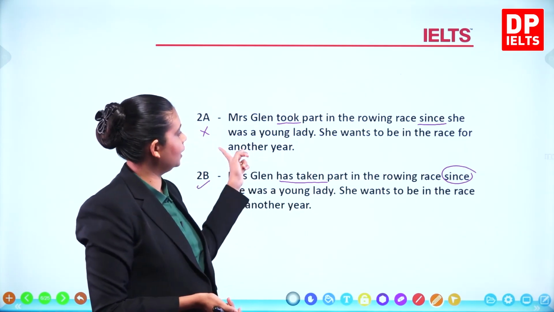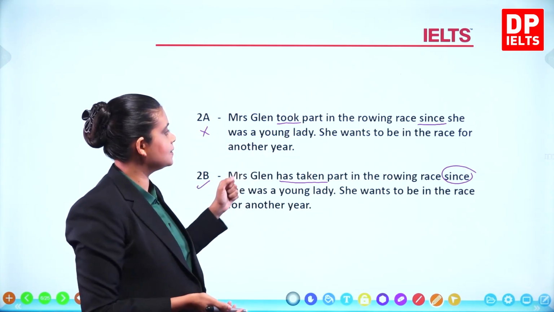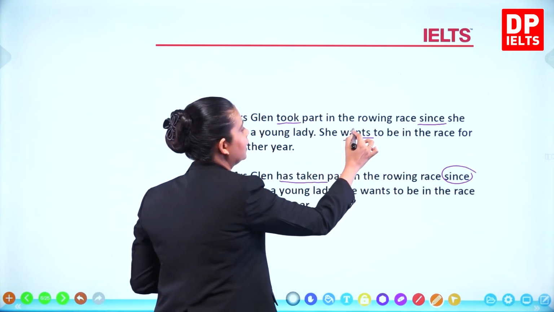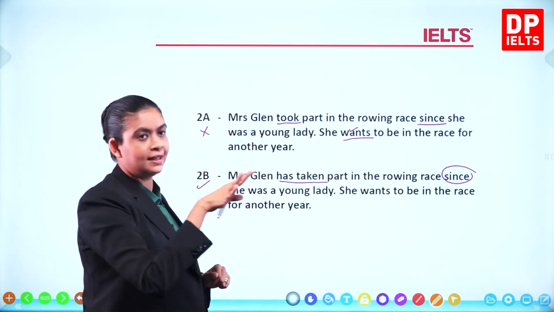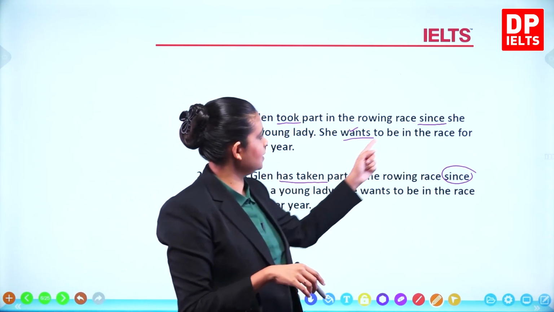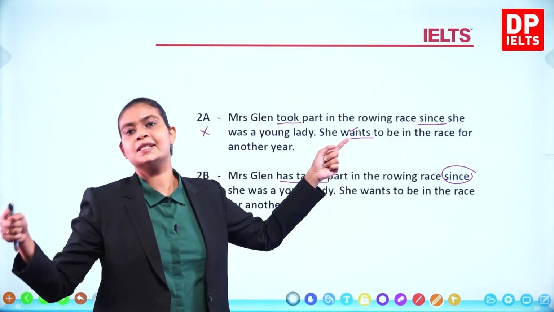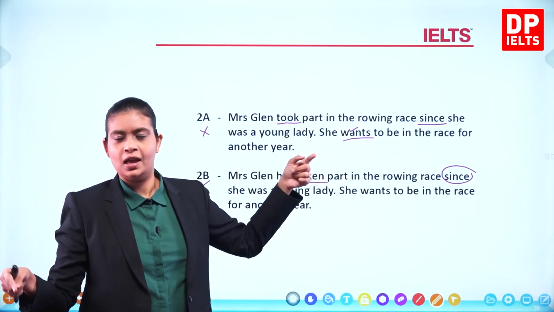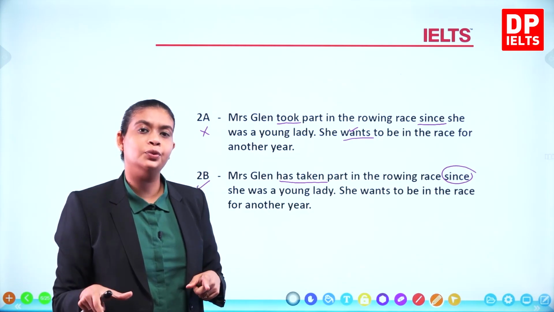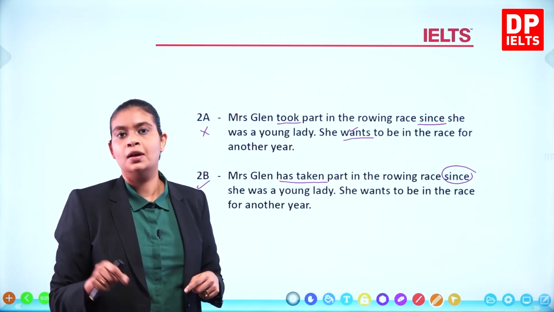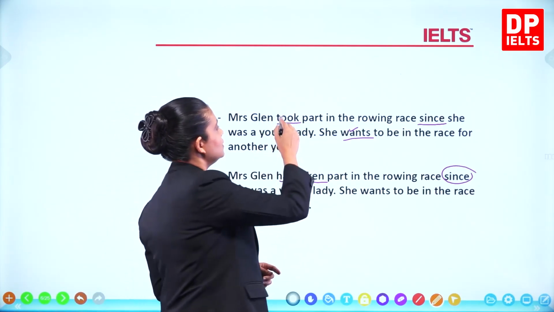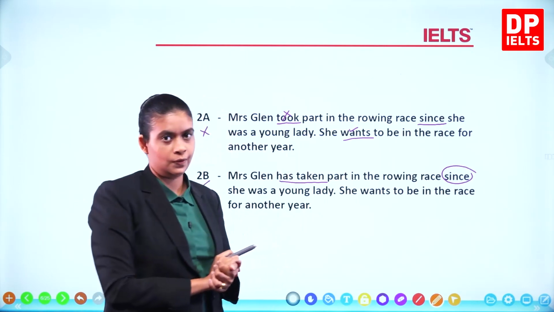So, if we have a look at the second bit of the first sentence, she wants to be in the race for another year. That is correct because it is a planned activity. But when you say since, it shows the starting point of something. And if you want to show the starting point of something, what do you have to do? You have to use the present perfect. And this is in the past tense, so that bit is wrong.